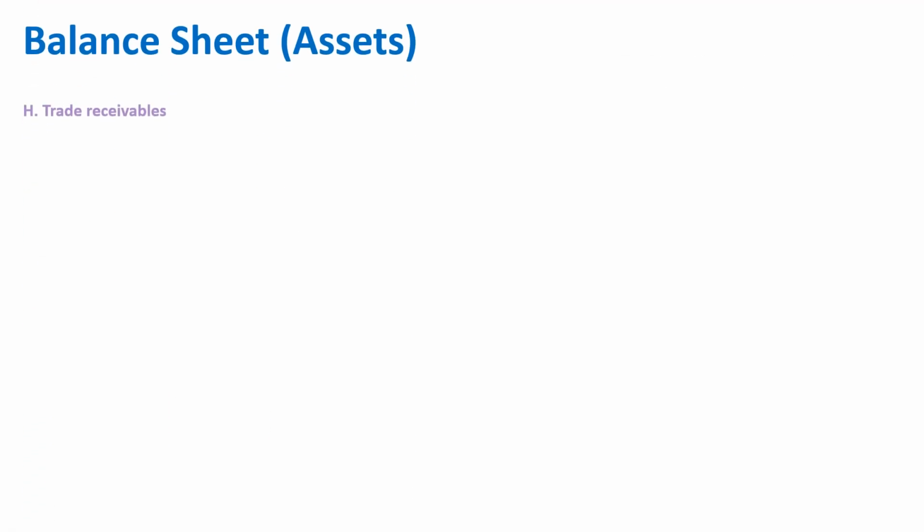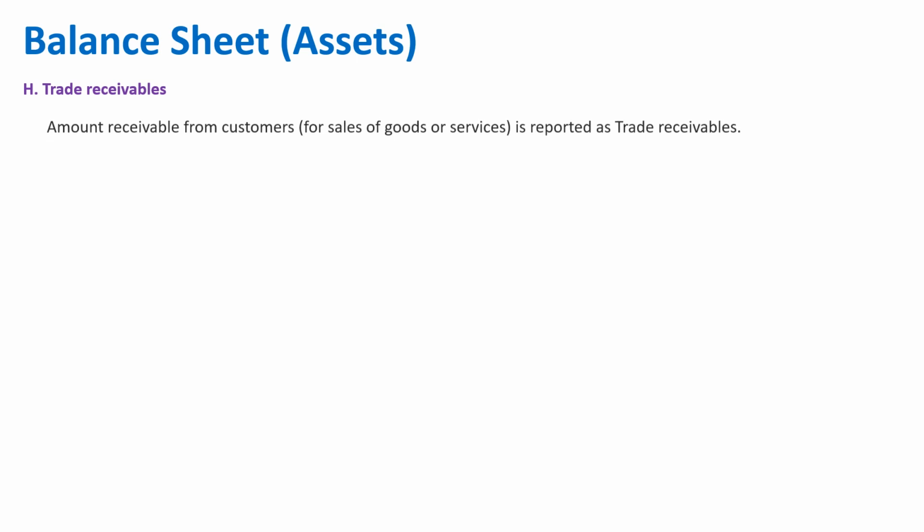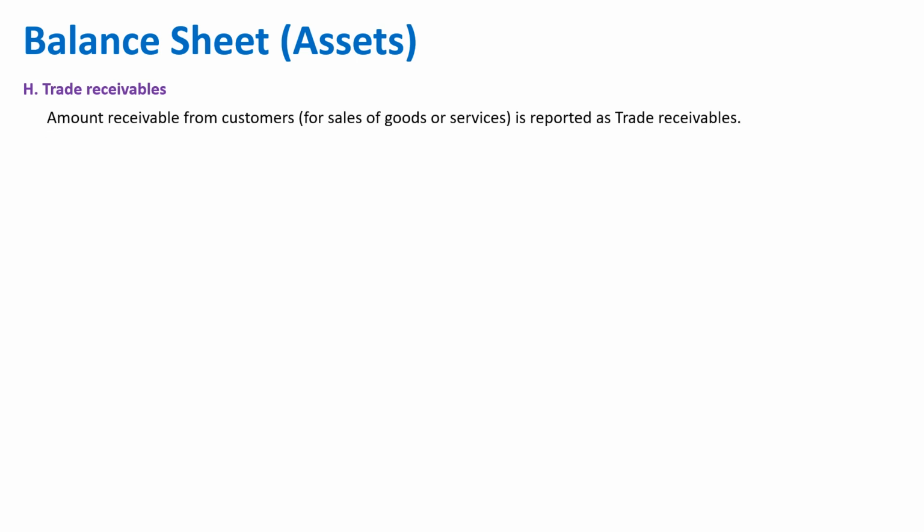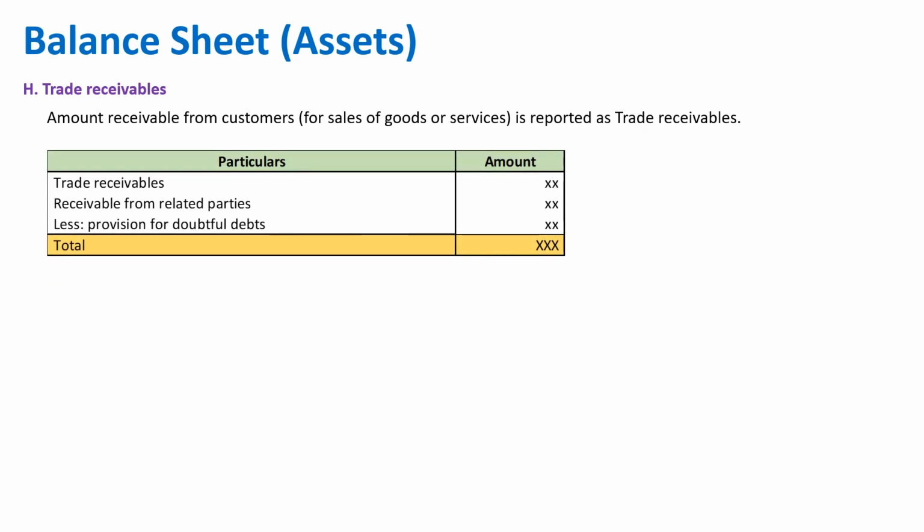Next item to be reported is trade receivables. So the amount receivable from customers for sales of goods or services is reported as trade receivable. Under trade receivable, there will be two categories: one is trade receivable from other parties, and the other is receivable from related parties. These two categories have to be reported under trade receivables.